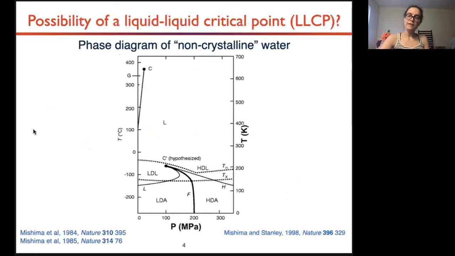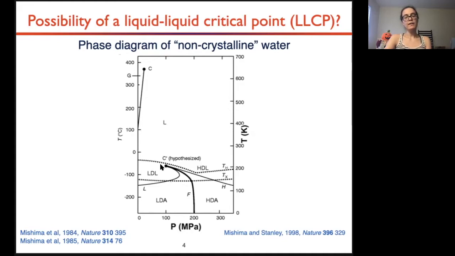But before showing any simulations, I just want to talk a little bit about the significance of such a critical point. And to understand that, I like to take a look at this phase diagram of water that is for non-crystalline water. That means it excludes the solid states, but it includes metastable liquid states. The critical points mark the termination of phase coexistence lines. This is the famous first critical point that terminates the coexistence of the vapor and liquid phases.